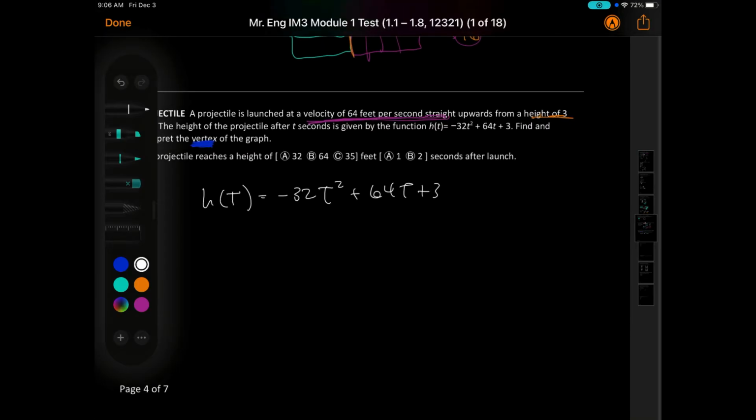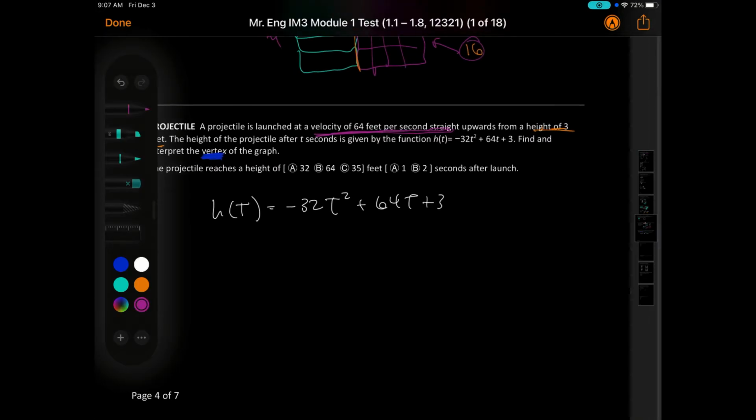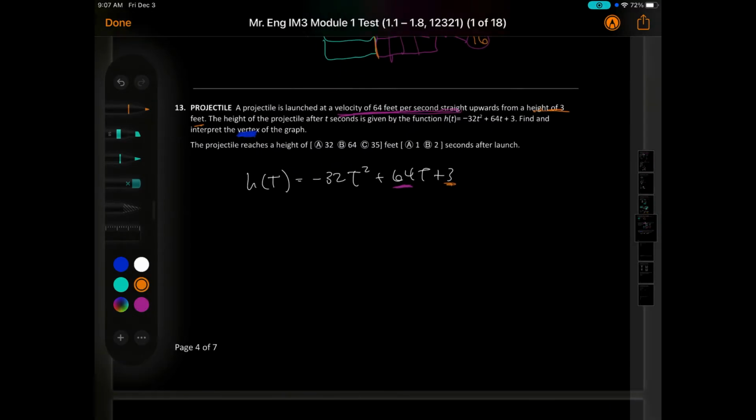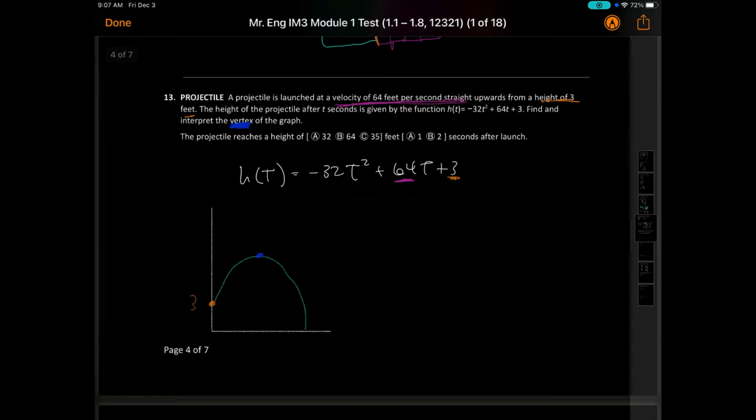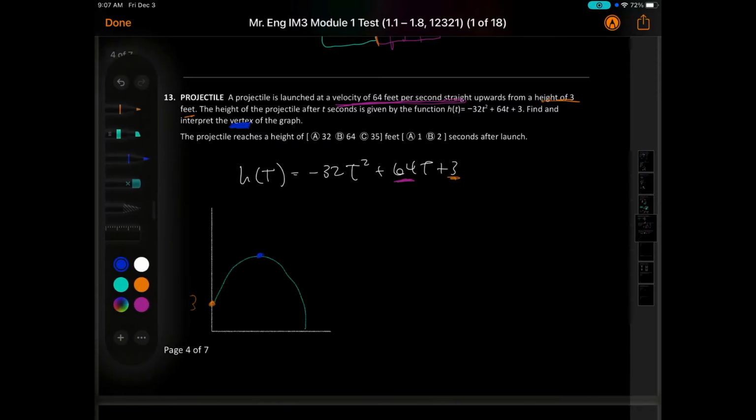Okay, here's the nice thing. They already told me the velocity and the height. So let's do a quick visual. Okay, so 3 feet, this is where it's being launched, and it's doing something like that. Try that again, I liked mine better. Okay, so the vertex is right here. It's the highest point, so you can just use the formula for vertex.